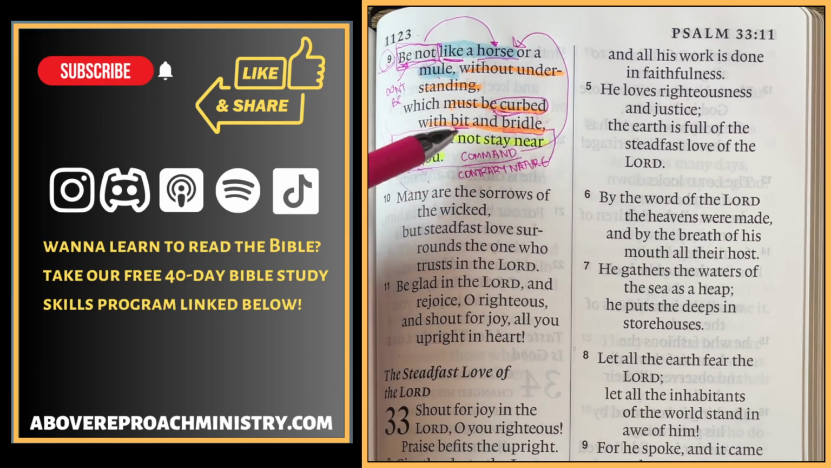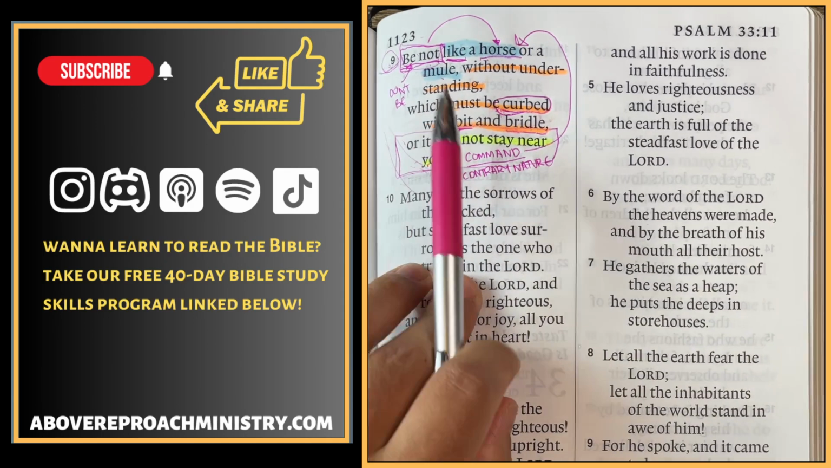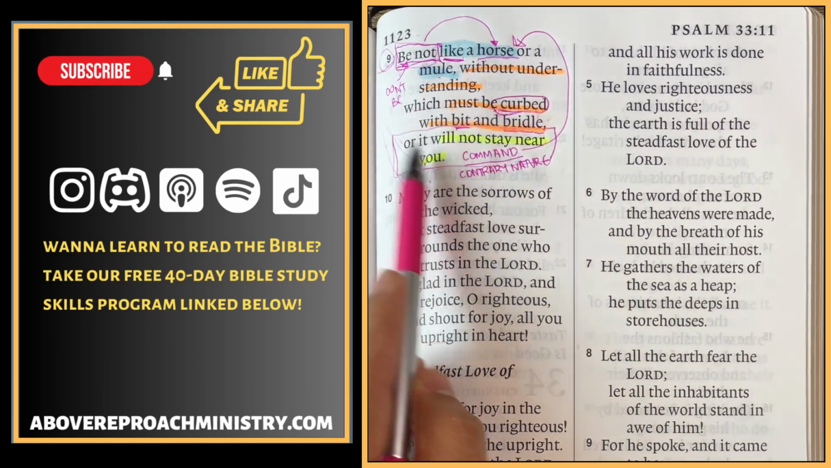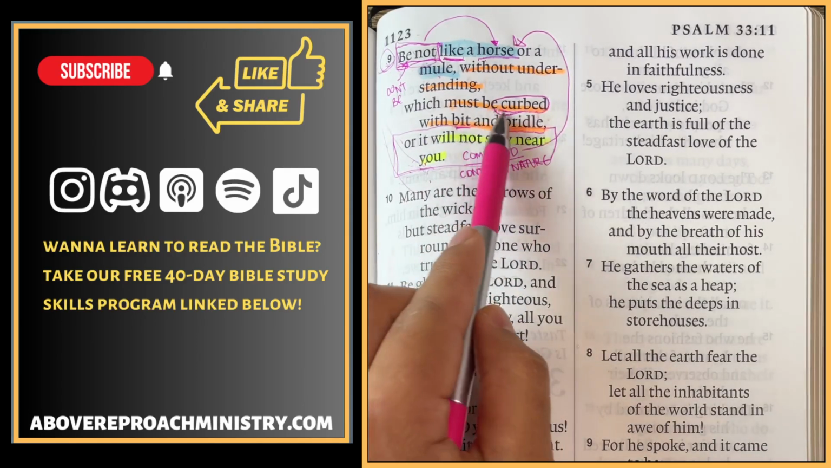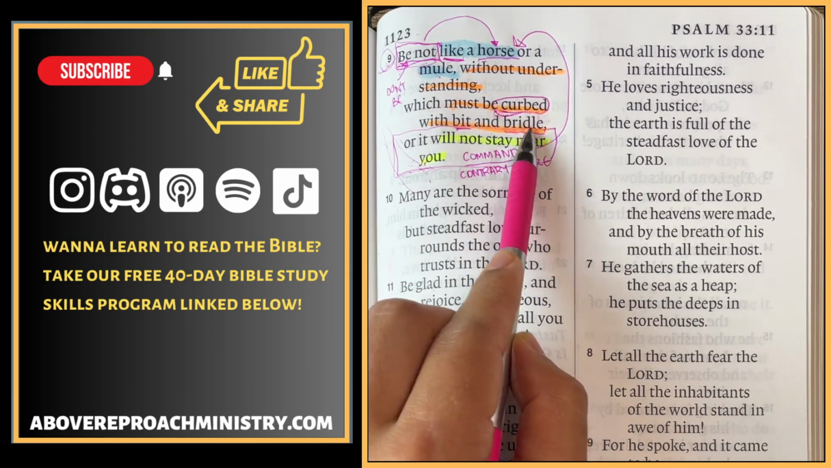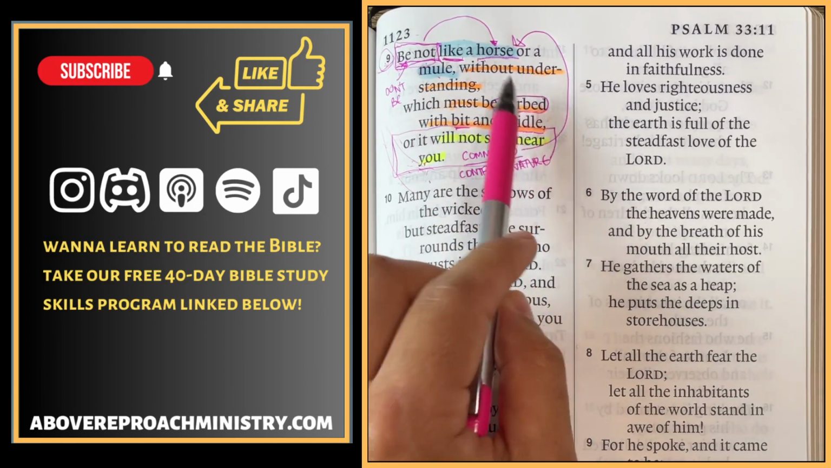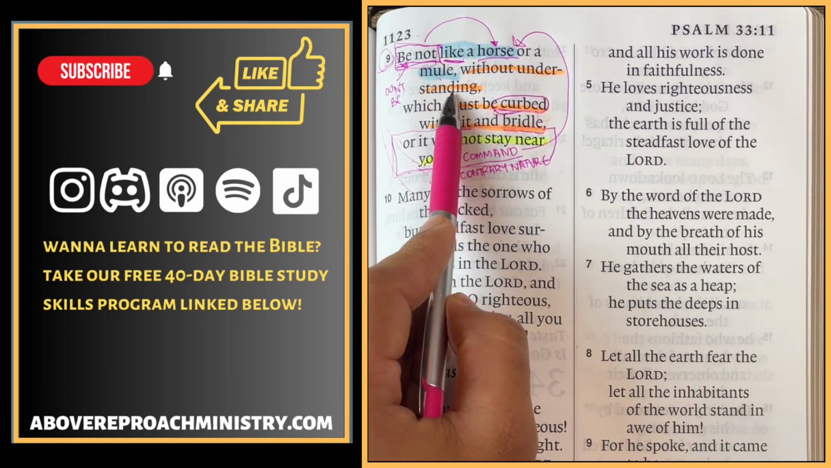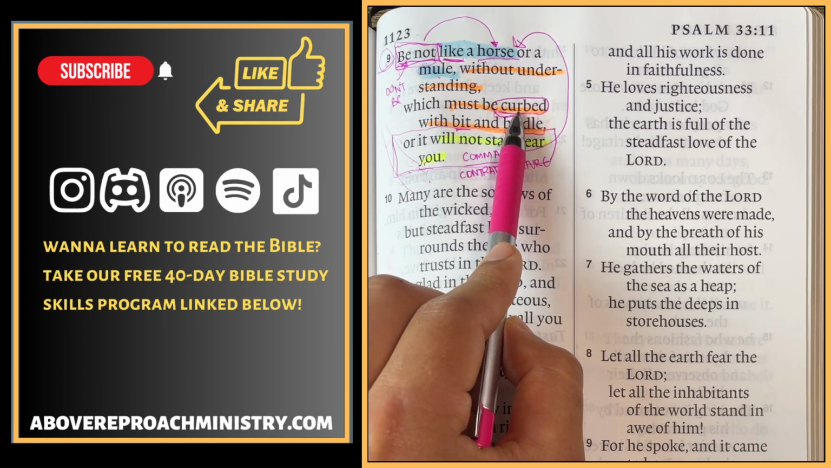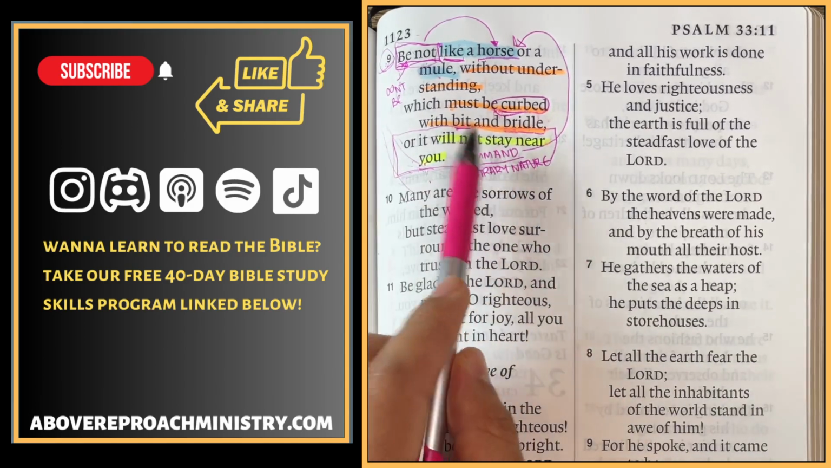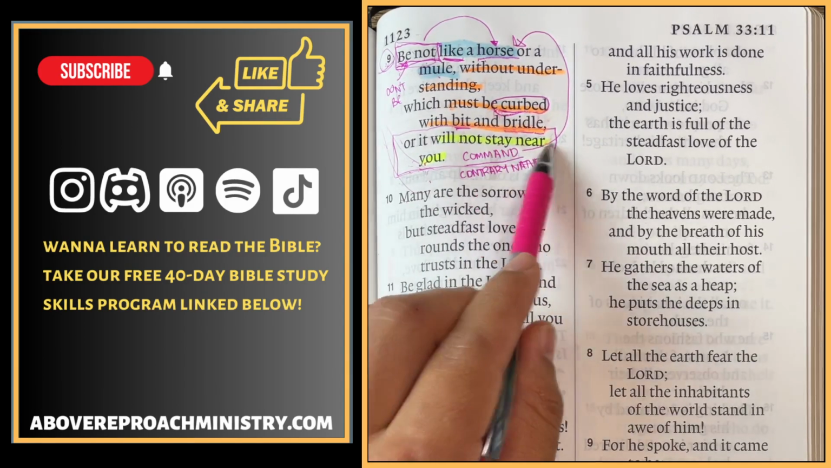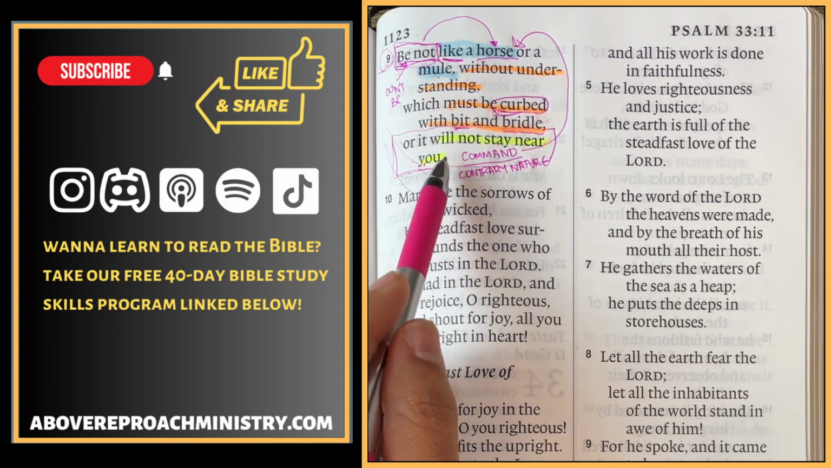From my perspective, when I meditate on this, and when you read the Bible, meditate on the scriptures, think through, what's wrong with a horse or mule? What does it mean that they won't stay near? What does it mean they need to be curbed or with a bit and bridle? What does it mean they lack understanding? What do they lack understanding to do, right? What do they need to be curbed to do? Well, here it's to stay near, right? So what is it that we need to stay near to? These are questions you ask.